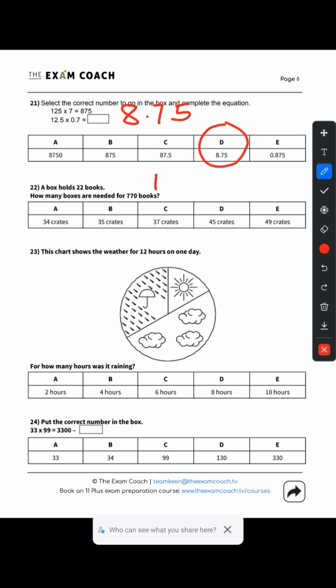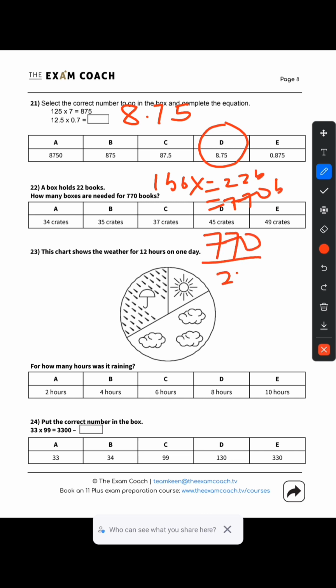If one box can hold 22 books, for 770 books, we need to divide the boxes. So that will be 770 divided by 22 books. The books cancel out. What can divide through 770 and 22 is 11. So 11 goes here 2 times. 11 goes in 7 times. 11 goes in 0 times. So now this is 70 over 2. 70 over 2 is 35.